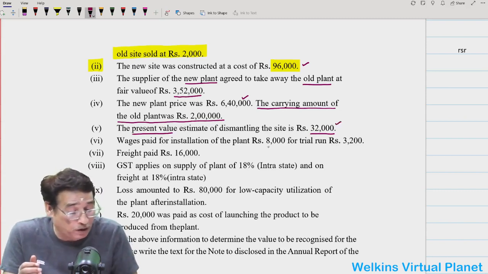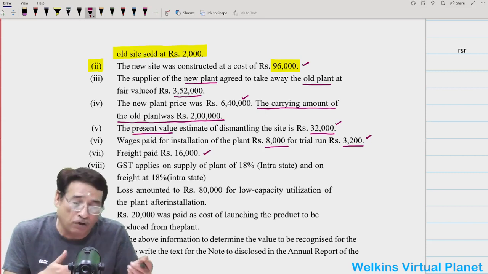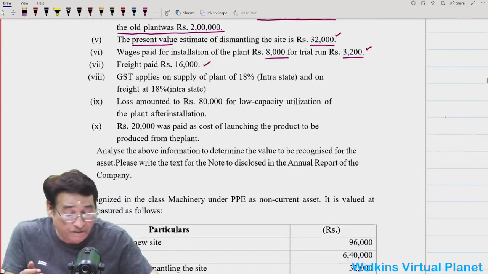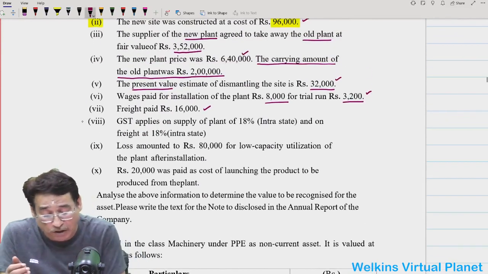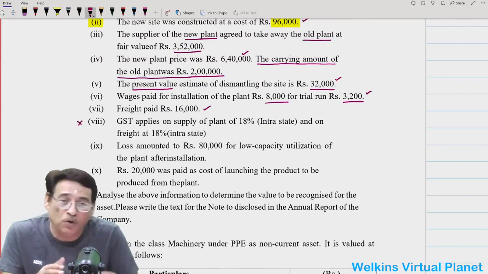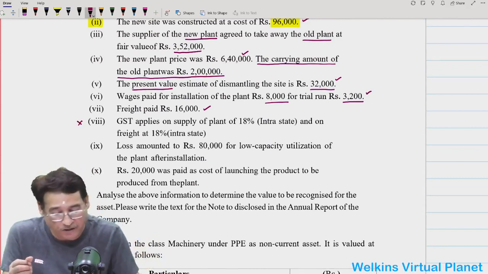Wages paid for installation, 8,000, and for trial run, 3,200 will also form part of the new cost. Freight paid will also be part of new cost. Now, in your module, they have completely ignored GST, so you also simply try to ignore the GST.